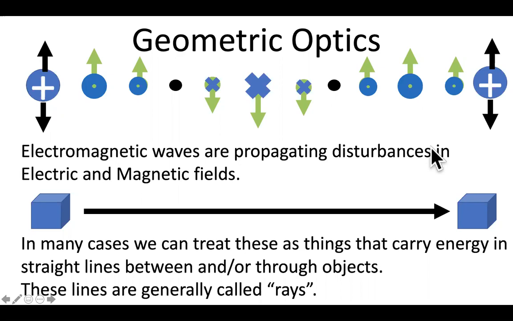objects. Now, what we're going to be dealing with today is a case where we can make some very simplifying approximations. Basically, rather than having to think about this as a wave with a wavelength and with a frequency and with electric and magnetic fields pointing in a particular direction, we're just going to think of this electromagnetic wave as something that carries energy, etc., between a pair of objects along a straight line, which is a decent approximation a lot of times.